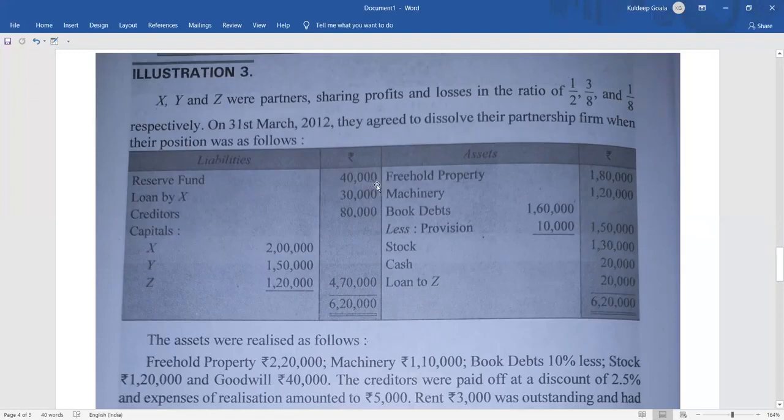Please watch the first day's video properly, otherwise it will not be clear. Okay, so the reserve fund of 40,000 will be transferred to the partners capital account.